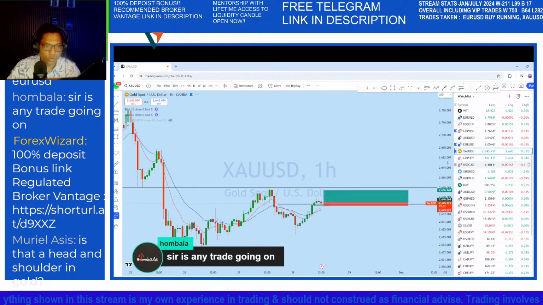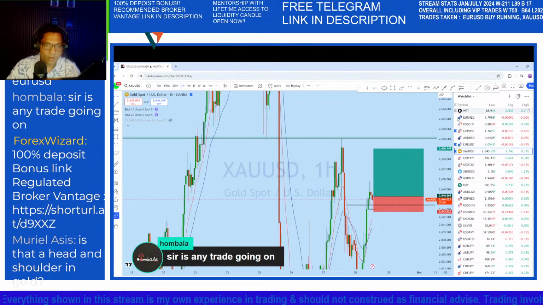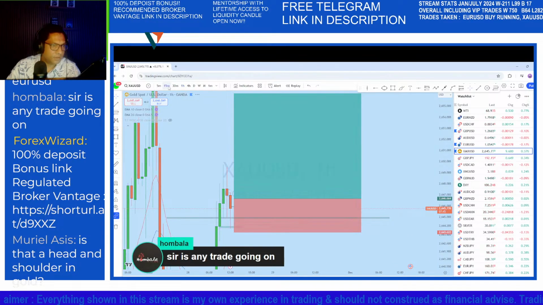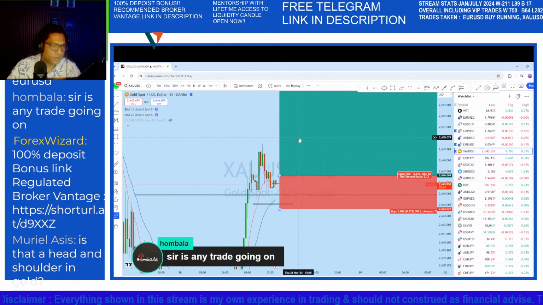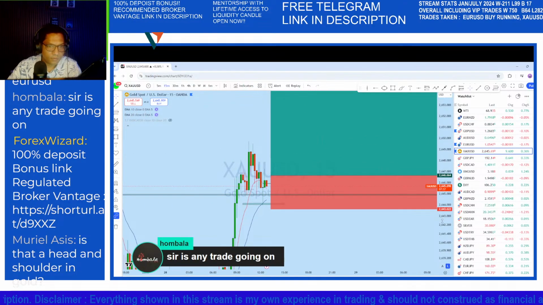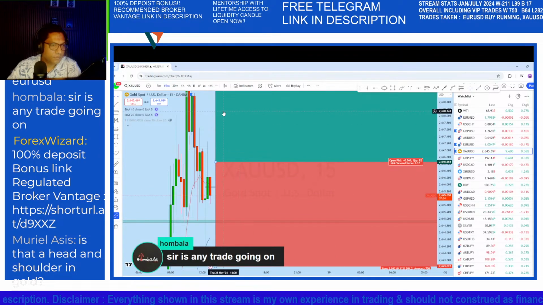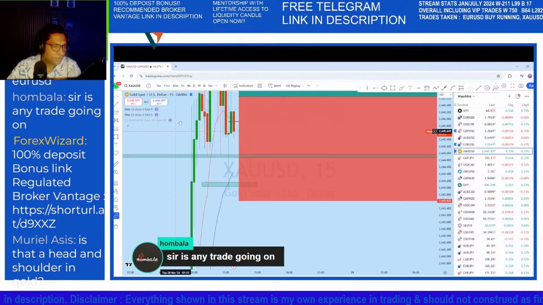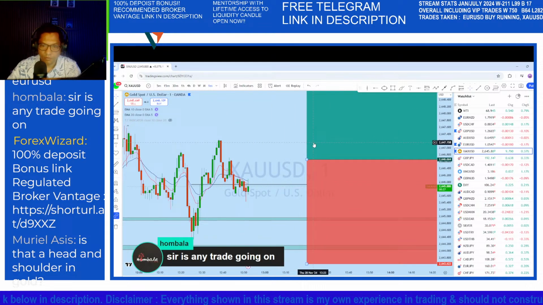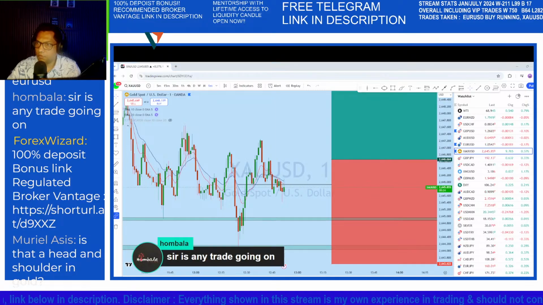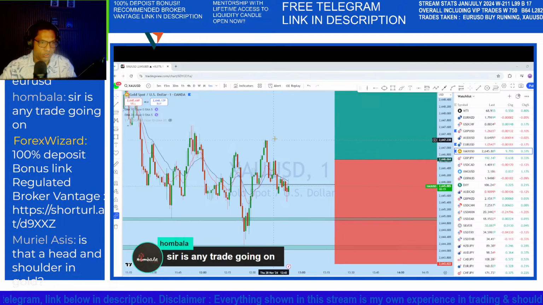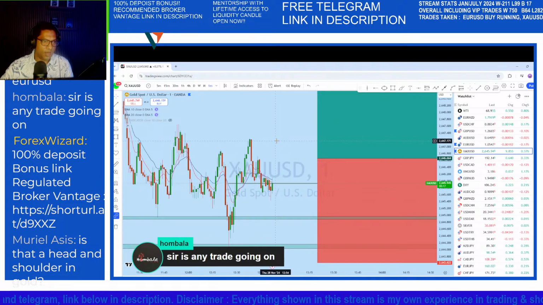While EURUSD also, now here is, okay, so it grabbed liquidity again from this level. So running two trades, one on EURUSD, another on XAUUSD.